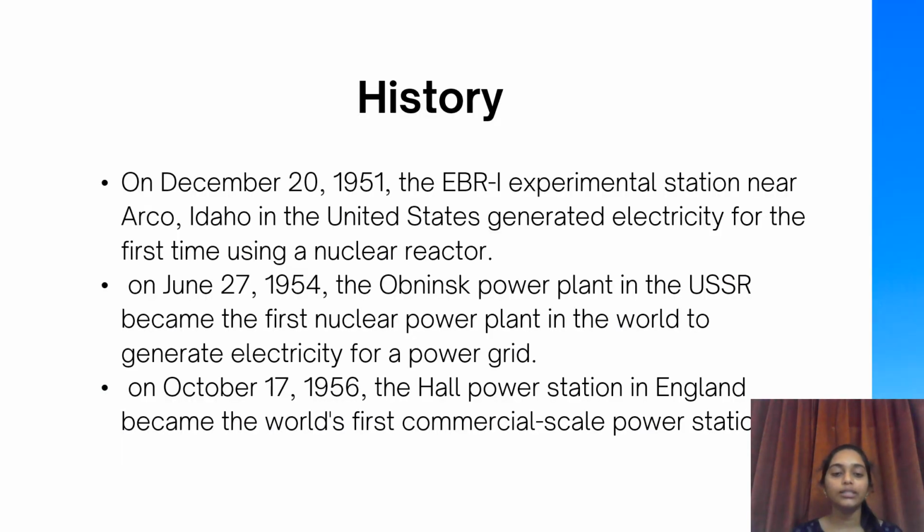History. On December 20th, 1951, the EBR experimental station near Arco in the United States generated electricity for the first time using a nuclear reactor. In 1954, the power plant in USSR became the first nuclear power plant in the world to generate electricity for a power grid. On October 17, 1956, the Hull power station in England became the world's first commercial scale power station.